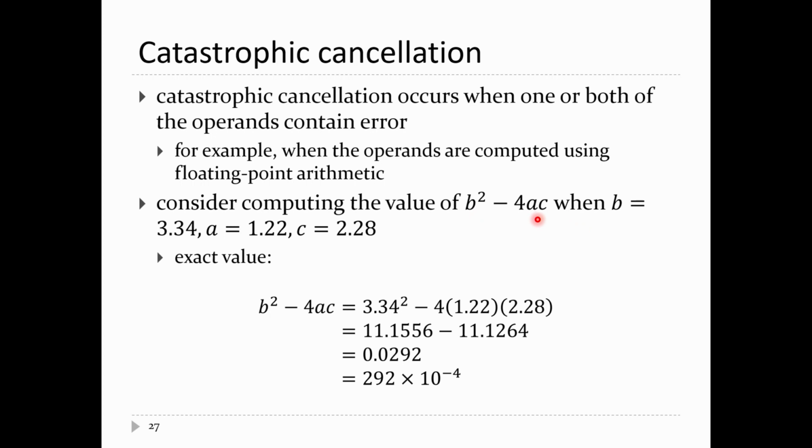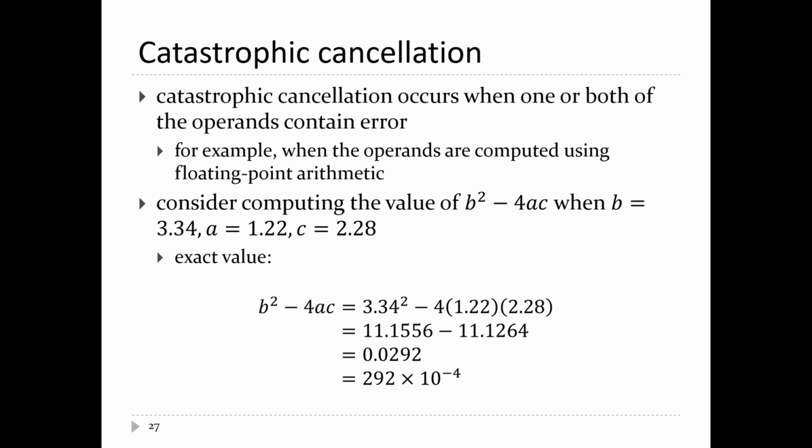So suppose I compute b squared minus 4ac. So that's the value underneath the square root in your quadratic equation. I'm going to pick numbers that actually fit in our floating point format. So b is going to be 3.34, a is going to be 1.22, and c is going to be 2.28.